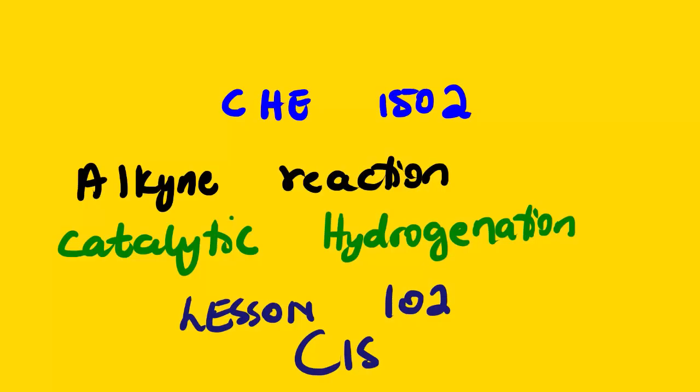Today's lesson will be looking at chemistry 1502. The topic for today is alkyne reaction. We will be looking at catalytic hydrogenation, lesson 102. Let us start. Lesson 101 of alkyne reaction. We have looked at how to reduce an alkyne straight to alkane using a metal catalyst such as platinum, palladium, and nickel. Now, today's lesson will be looking at how to yield an alkene instead of an alkane.